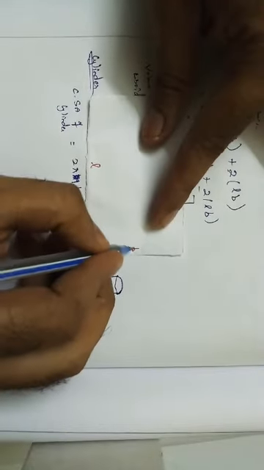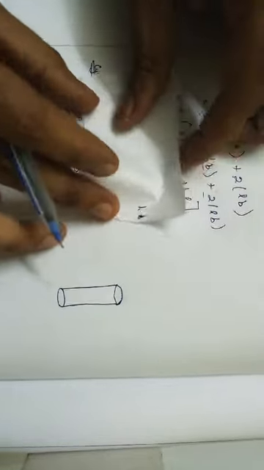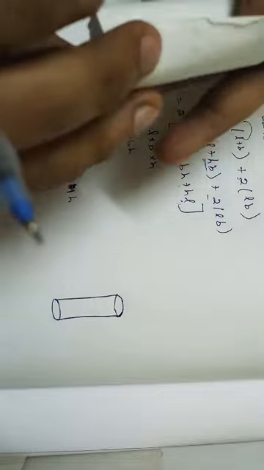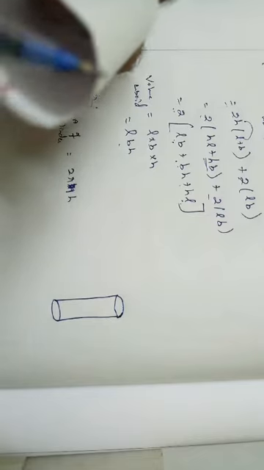Okay, very simple. I am just assuming that the breadth of the rectangle is nothing but the height of the cylinder. Now length is nothing but, while I am rotating the length, what shape are we getting?